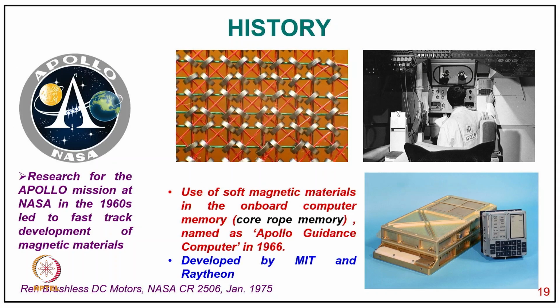And of course, the research for the Apollo mission at NASA in 1960 led to a fast track of development of magnetic material and the use of soft magnetic material in the onboard computer memory, the rope memory, named the Apollo Guidance Computer in 1966, developed by MIT and Raytheon, as you can see in the photograph.